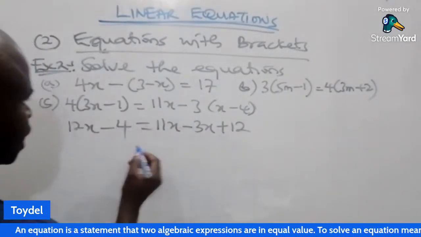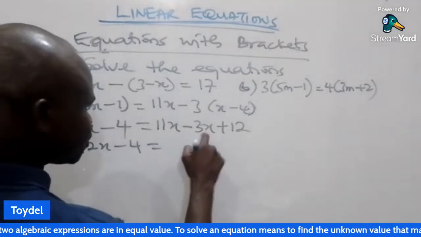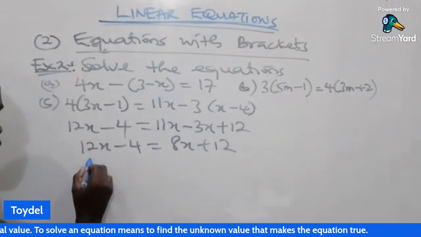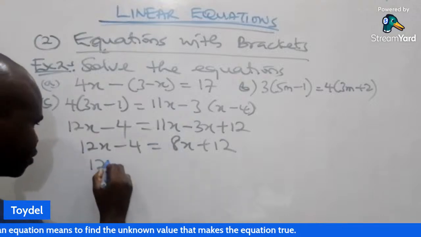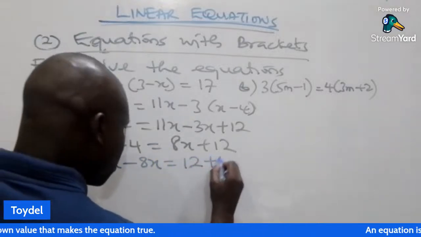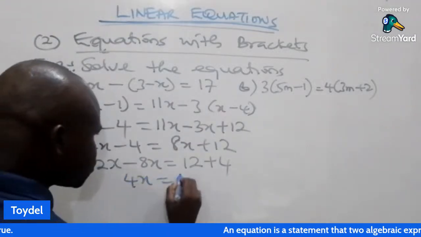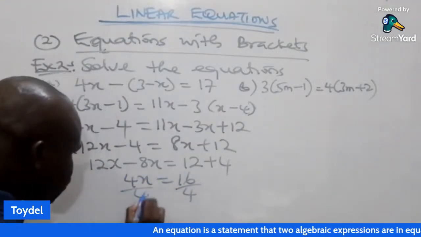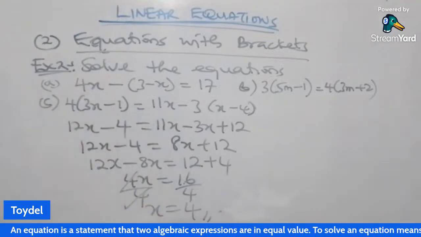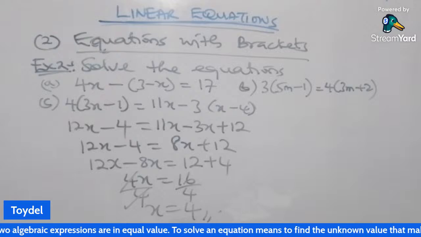Then from there, I'm going to have 12x minus 4 will be equal to 11x minus 3, that's 8x plus 12. So then I bring 8x to the right hand side. 12x minus 8x will be equal to 12 plus 4, minus 4 to the other side. 12 minus 8, that is 4x, is equal to 16. We divide both sides by 4. This will cancel this. So x is equal to 4. That will be the answer.